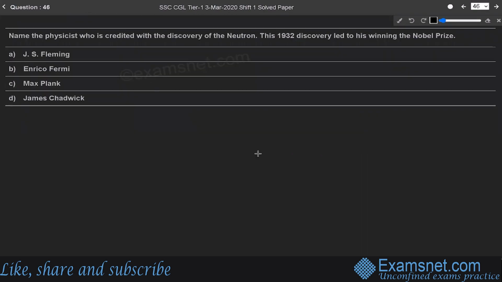Next question is, name the physicist who is credited with the discovery of the neutron. This 1932 discovery led to his winning the Nobel Prize. And the options are J.S. Fleming, Enrico Fermi, Max Planck, and James Chadwick. So we have to find the physicist who is credited with the discovery of the neutron. What do you think must be the correct option for this question?